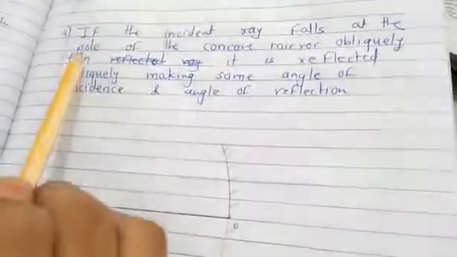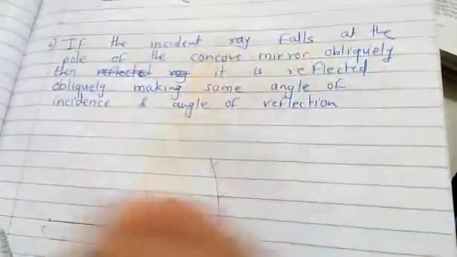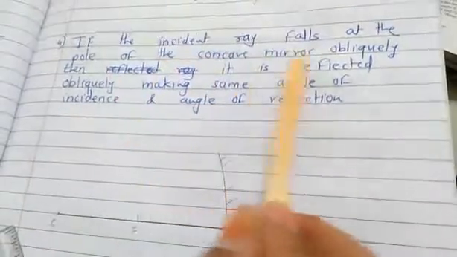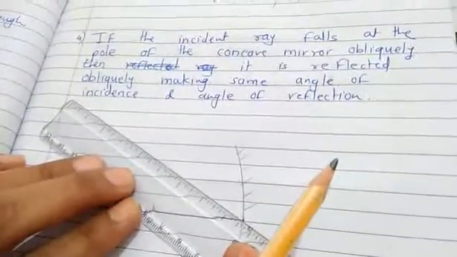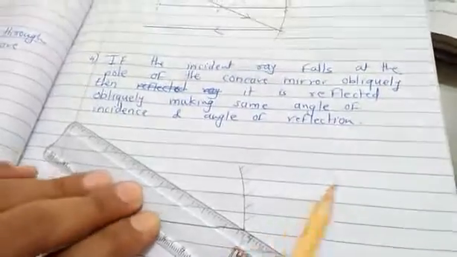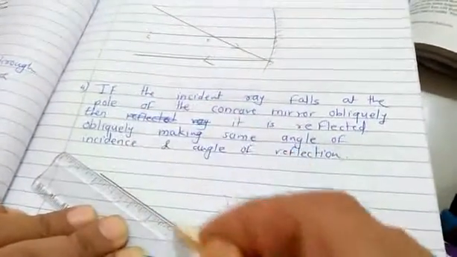Now fourth, again the same arrangement. Now what is the fourth rule? See, if the incident ray falls on the pole of the concave mirror obliquely, means we have to draw the incident ray directly on the pole, but it should fall on the pole obliquely.